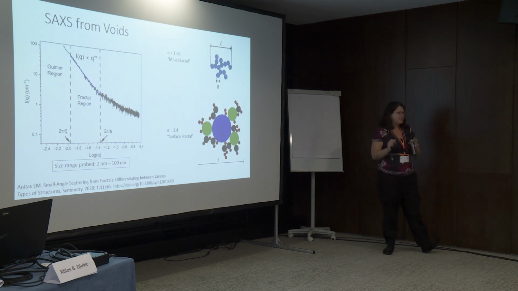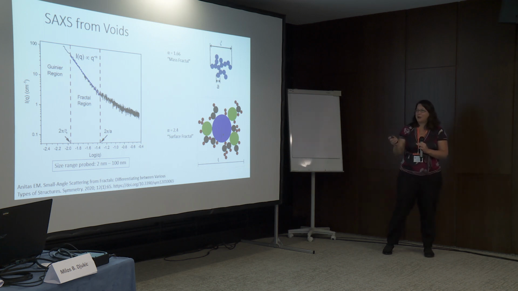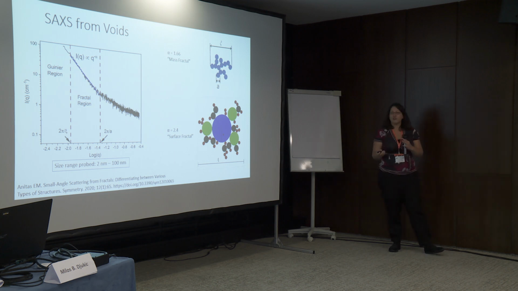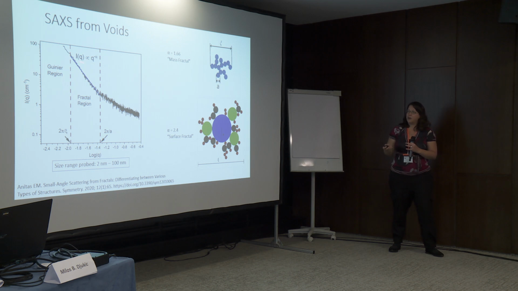Now, I'm not a physicist. That's my partner, Matt Connolly, so I don't entirely understand the physics of what's going on here, but I'll tell you what we're looking for is we want to look in this region, which is the fractal region, and this corresponds to probing features of about 2 nanometers to 100 nanometers scale size. And we want to look at the slope. That's the quantification that we want to look at.